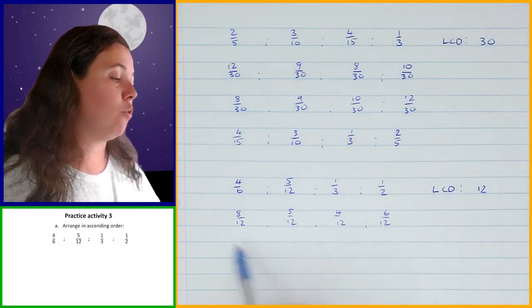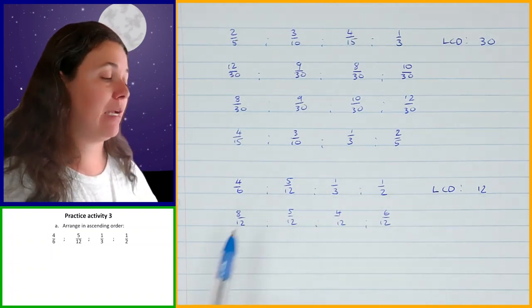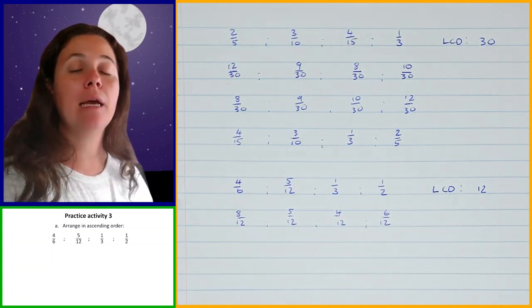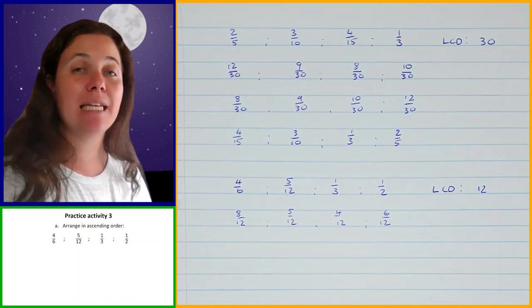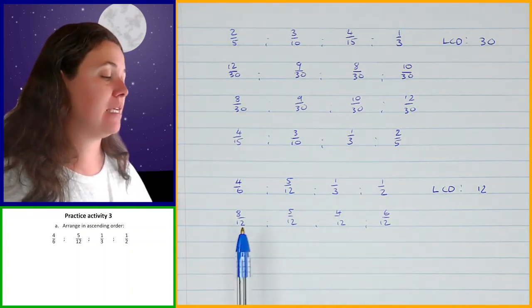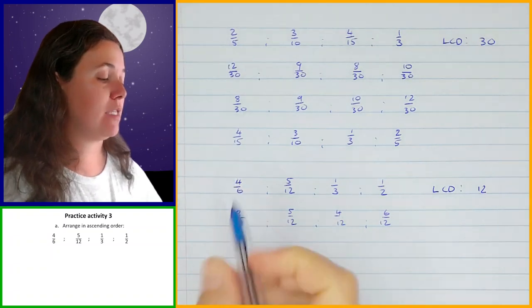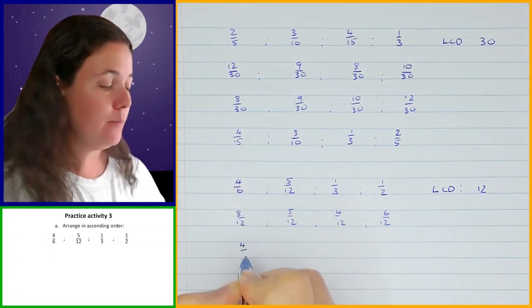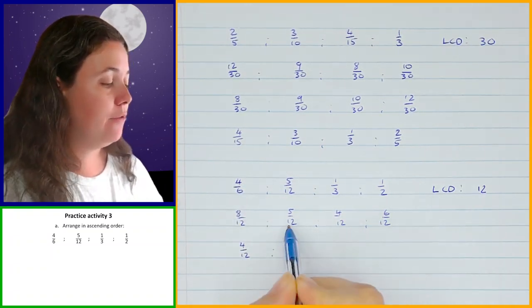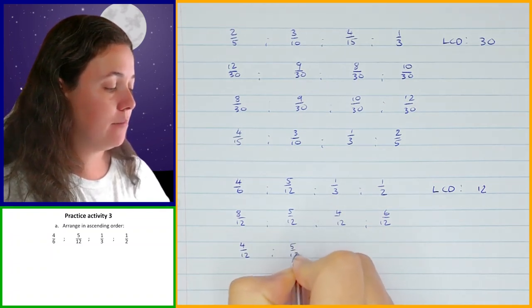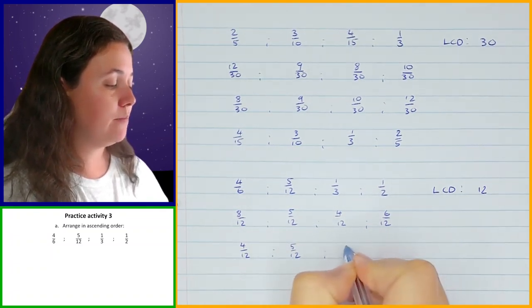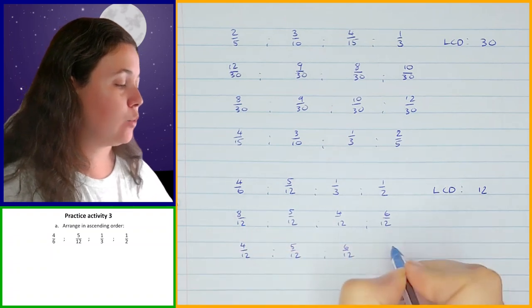Now that I've got them all over 12, I can compare them. I can see what order they must go in. Now, I was asked to do this in ascending order, so I need to go from smallest to biggest. My smallest one is 4 twelfths, so that's going to go first. Then 5 twelfths is next. Then 6 twelfths. And then 8 twelfths.